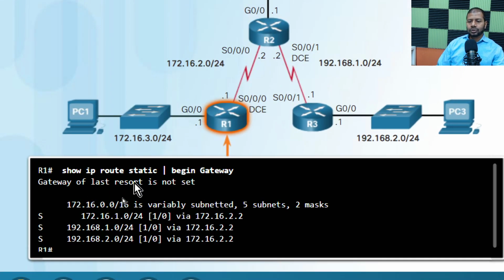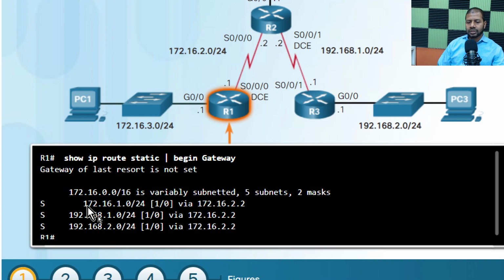Show IP route static. So only static routes are going to show. Then you added a little more qualifier, more filter to it. Begin gateway. So begin showing where the word gateway appears. So right here, gateway of last resort is not set. All these three entries showing S, S, S are static because you typed show IP route static. Only static routes are being shown in here. These are the ones the administrator manually wrote down.